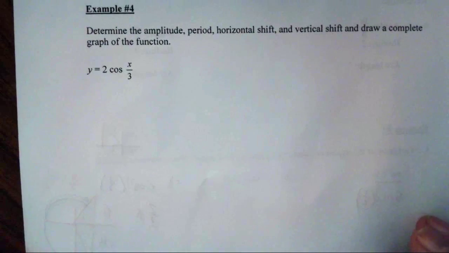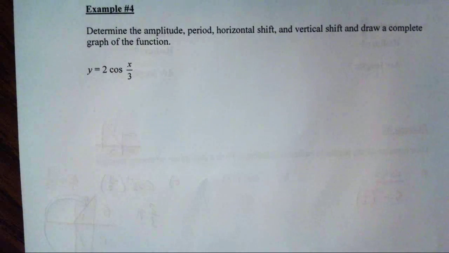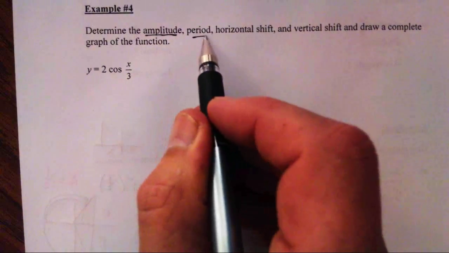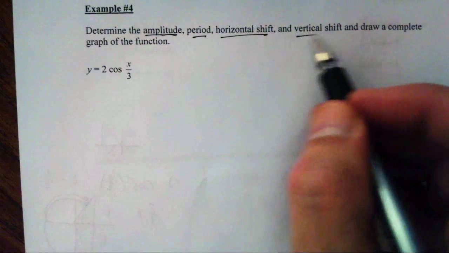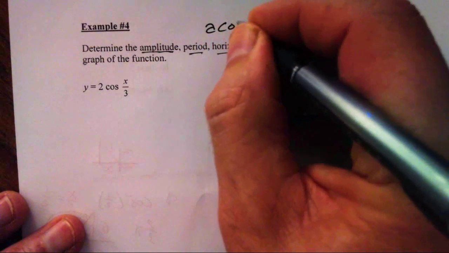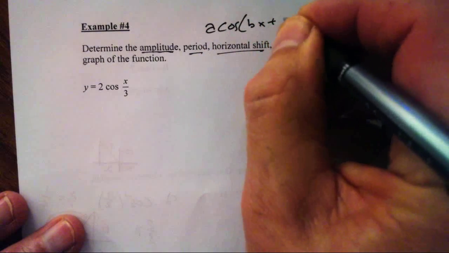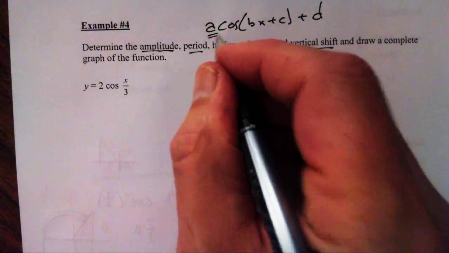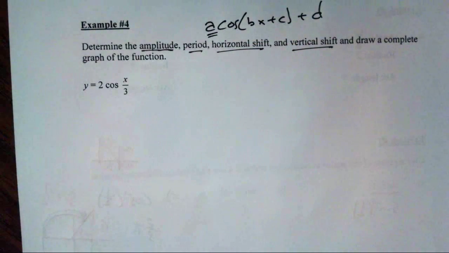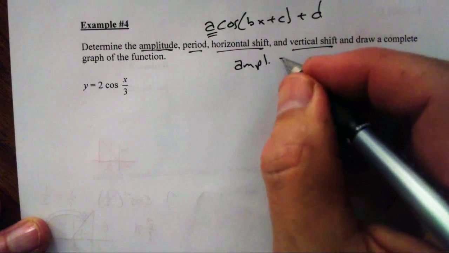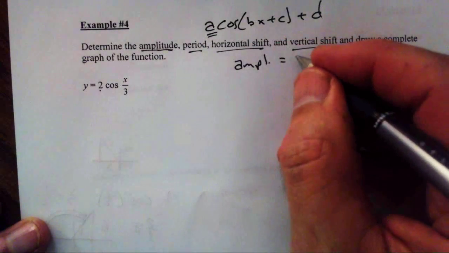Okay, and now we're going to start talking about transformations of these graphs. Now, if we didn't need a graph, we could determine the amplitude, the period, the horizontal shift, and the vertical shift of this. It's all about a cosine of bx plus c plus d. The amplitude, how nice, is strictly the a value, but it's always positive. Our amplitude here is absolute value of 2, 2.